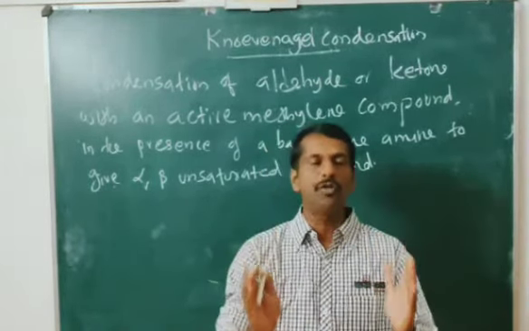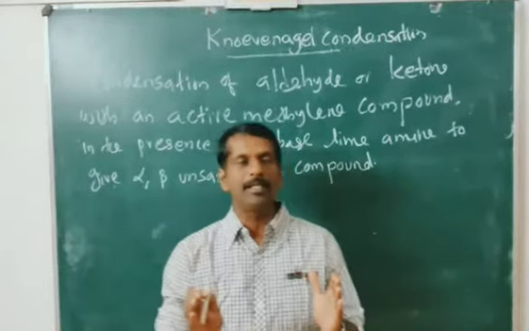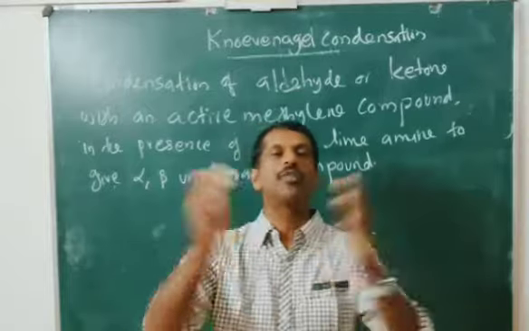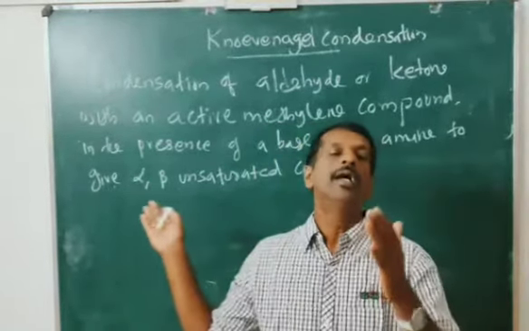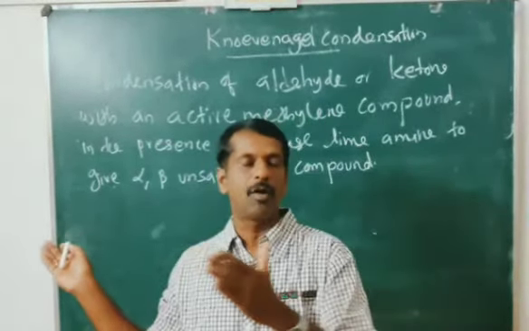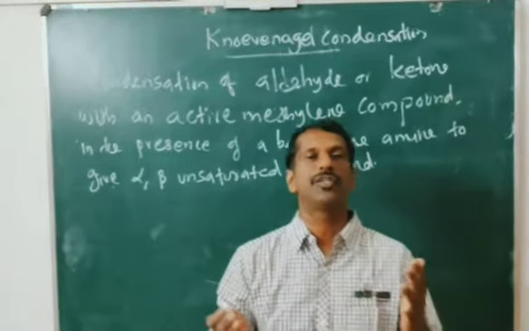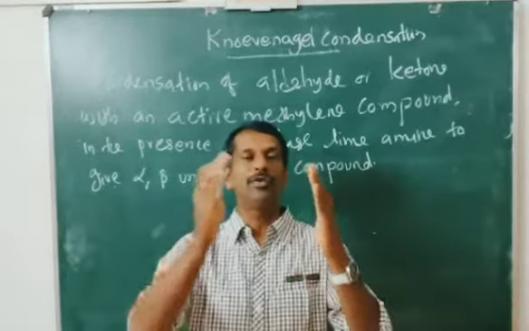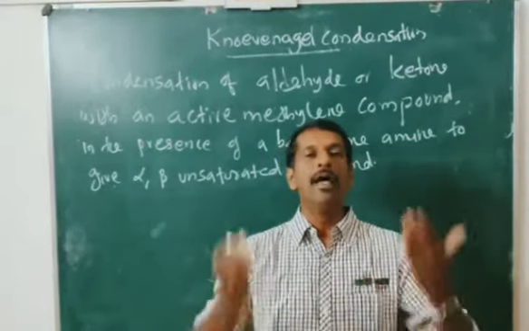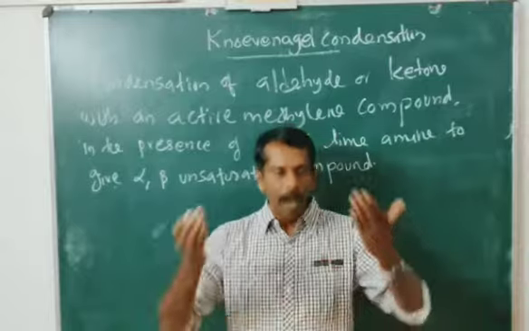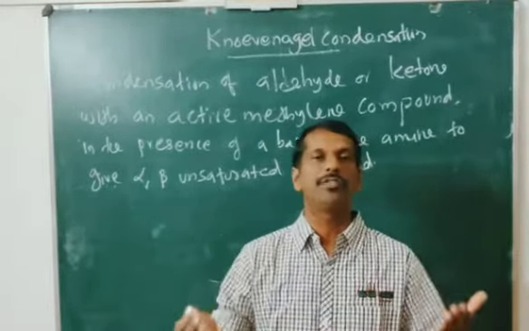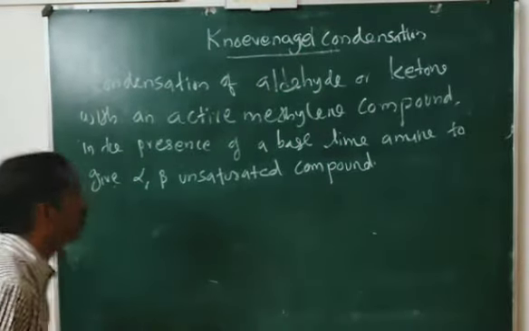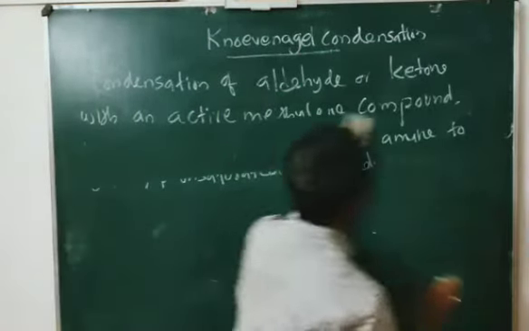What do you mean by active methylene compound? In active methylene compound, a CH2 group is flanked by two electron withdrawing groups. Okay, let us come to the example for active methylene compound. Before that, what is Knoevenagel condensation reaction? It is the condensation of aldehyde or ketone with active methylene compound in the presence of a base like amine to give alpha beta unsaturated compound. So this is Knoevenagel condensation. Now, what do you mean by active methylene compound?